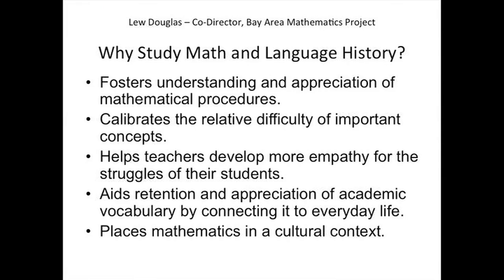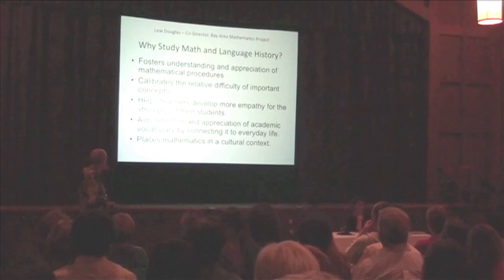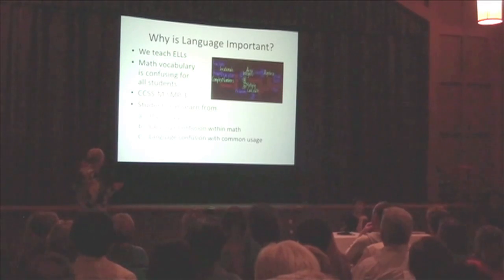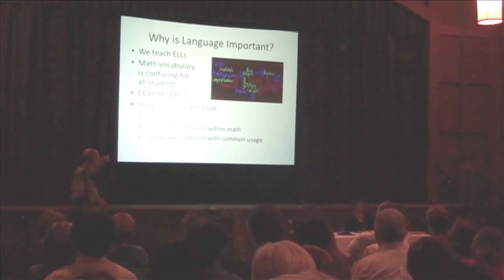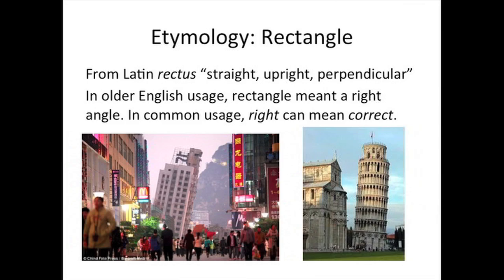So why study math and language history? And here are some reasons. Fostering understanding, calibrating relative difficulty, helping teachers to understand, lots of things. Why is language important? We teach ELs, and math vocabulary is confusing. SMP3 is create viable arguments and critique the reasoning of others, and students can learn from etymology. But this has a history focus.